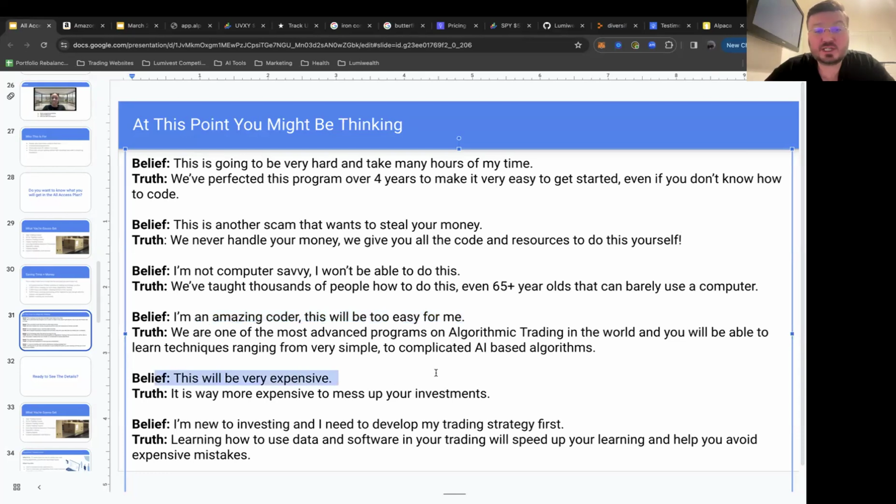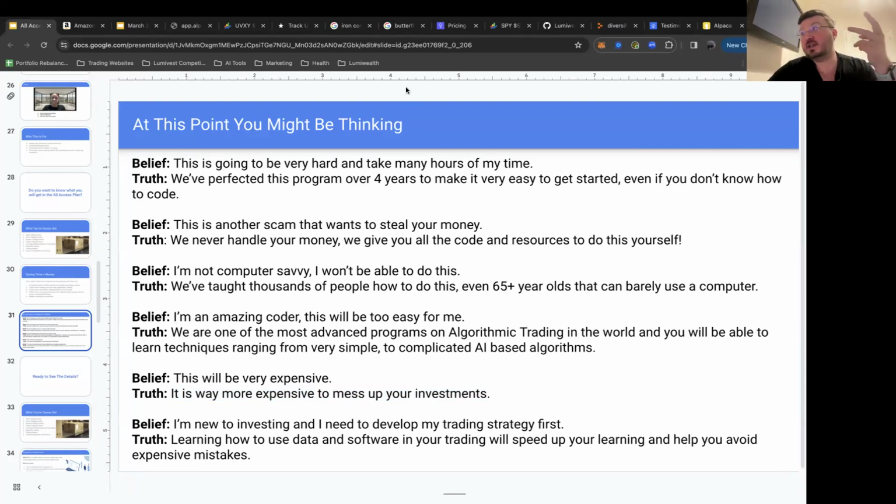Another belief you might have is this is very expensive. Truth is, it is a lot more expensive to screw up your investments. For those of you that have ever blown up an account, you know how expensive that can be. And conversely, what is the opportunity cost of not making 60 or 100% a year using some of these algorithms I showed you? Think about if you could actually make 100% a year with some of these algorithms, what is that worth to you? You know what I mean? So if you're thinking it's expensive, maybe think about it in the context of how valuable this actually going to be to you in your life, right?